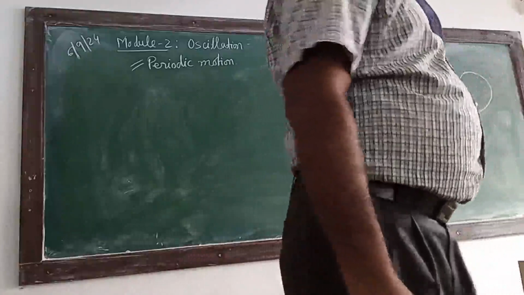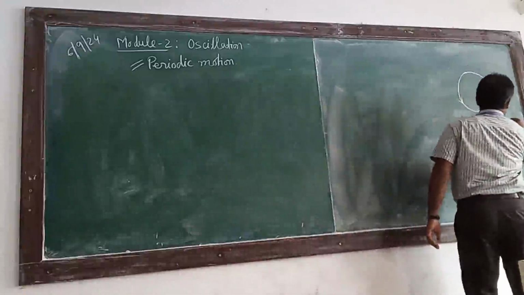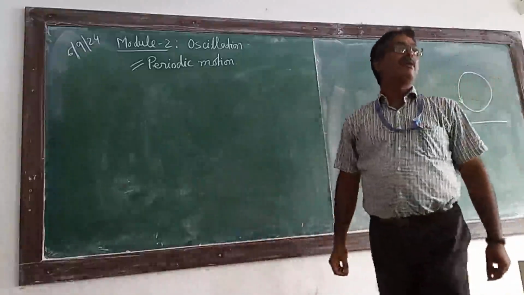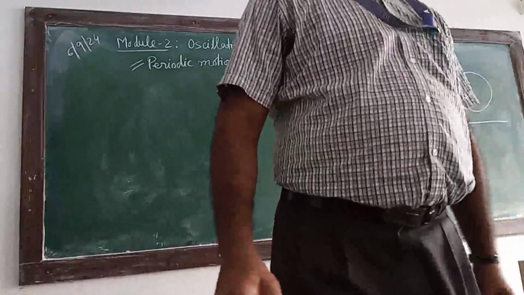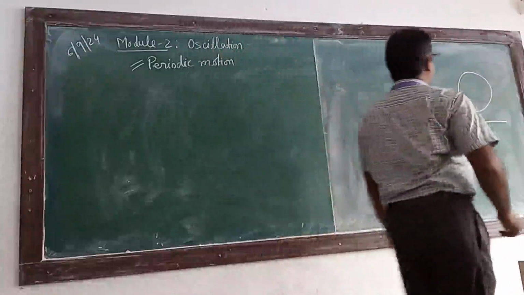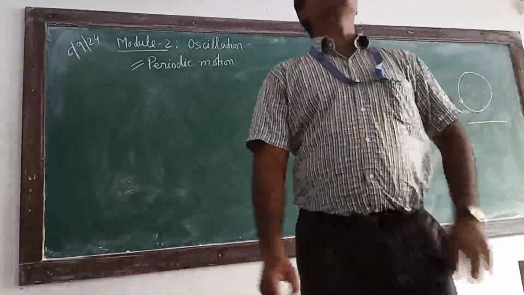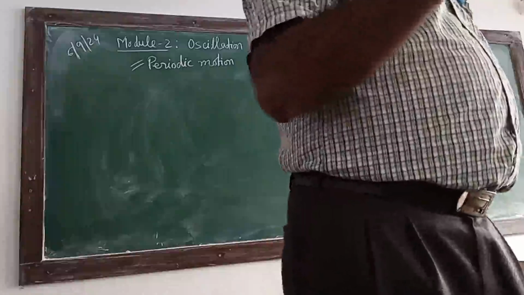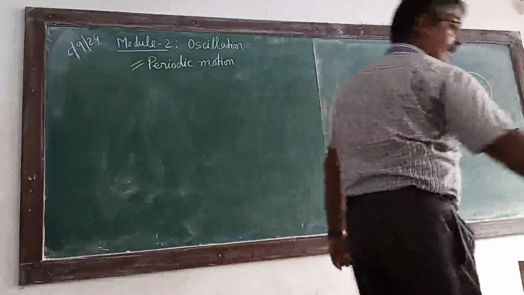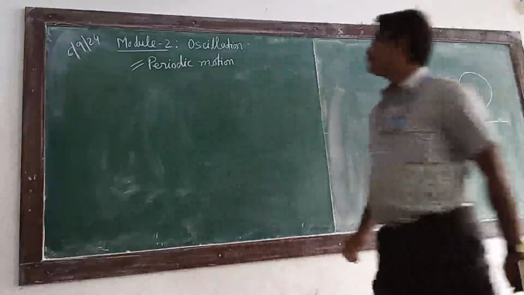Also, if a particle is moving back and forth in equal interval of time, then that is also called periodic motion. So, in periodic motion, there are two types of motion. One is called circular motion and another is the back and forth motion. Okay? Second one, oscillatory or vibratory motion.